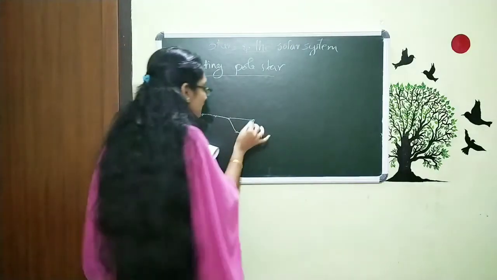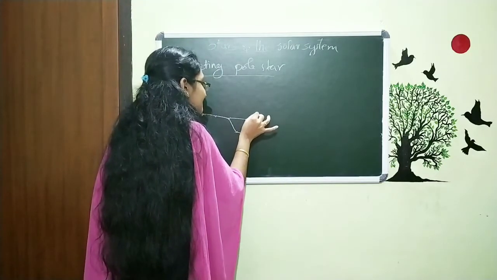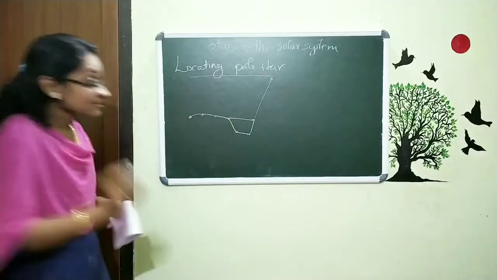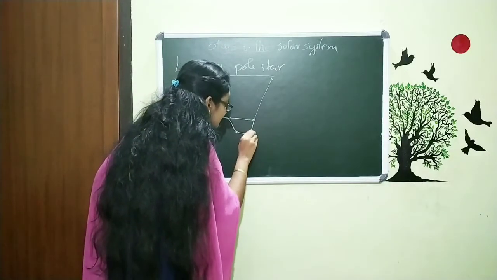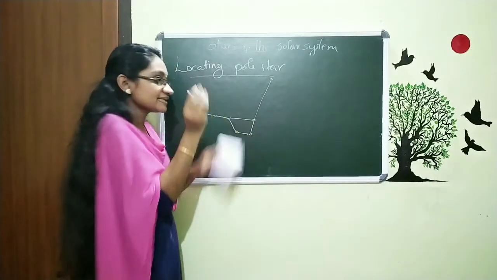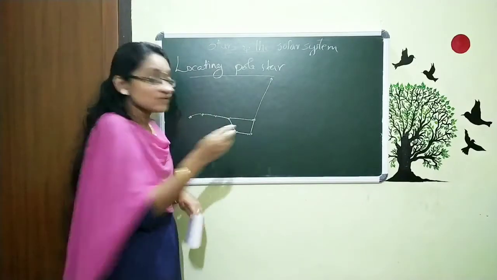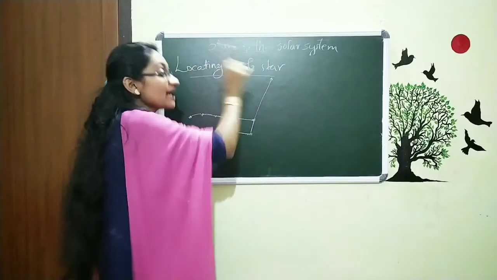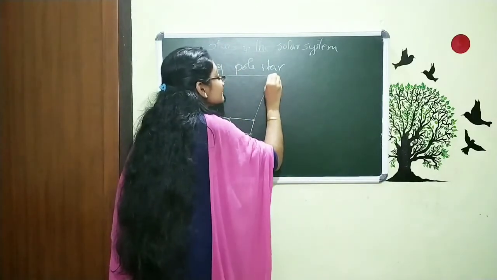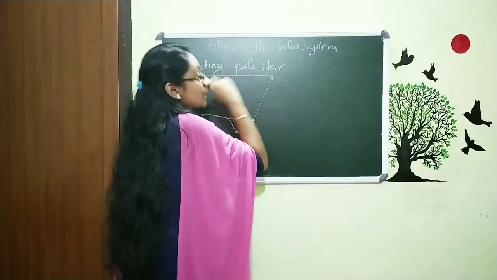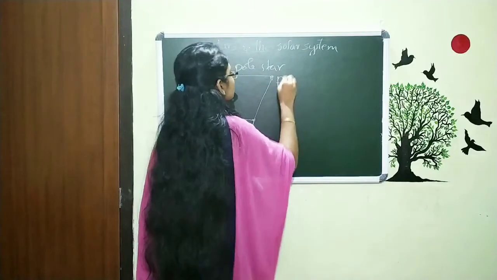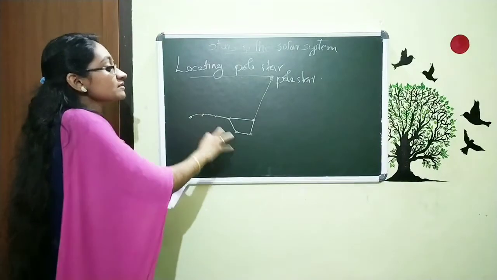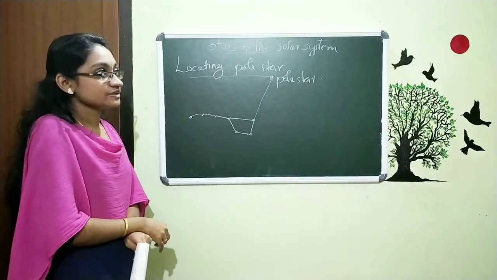Towards the north, we consider one imaginary line joining these two stars. You can see here 2 stars at the tip of this dipper, and we consider one imaginary line towards these 2 stars. At that point you can see one star that is not moving at all, and that is our pole star.